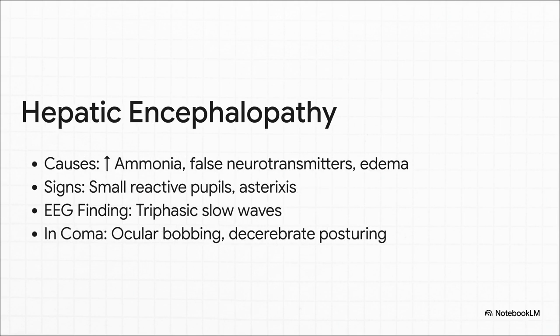Now, if it's the liver that's failing, the story is a bit different. Hepatic encephalopathy is mostly driven by toxins like ammonia building up. You might see that classic flapping tremor called asterixis, but the real diagnostic smoking gun is on the EEG. You get these really distinct triphasic slow waves. It's a very specific pattern that just screams the liver is the problem.